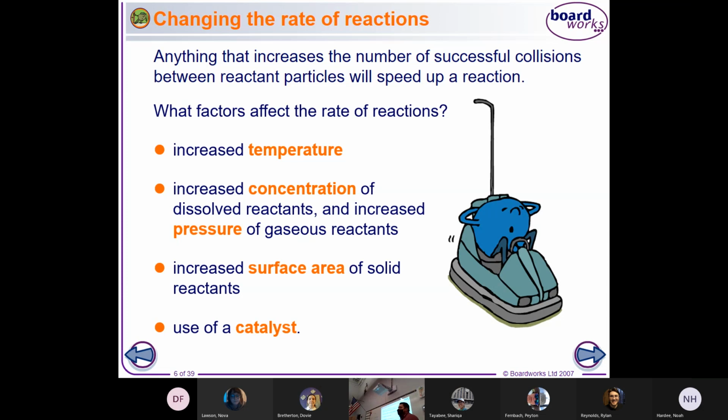Those things are going to be things like increasing the temperature. We're going to look at that in a second. You can also increase the concentration, the amount of ingredients you put in there. You can also increase the surface contact, the surface area. And you can also use a catalyst. A catalyst is something that makes the reaction go quicker. And we'll look at those in a little bit as well.